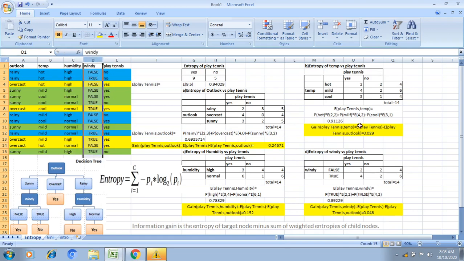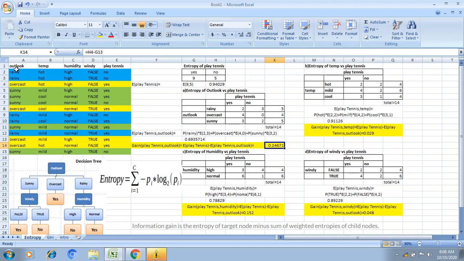Similar way, I calculated for all the independent variables, so I got the information gain for each and every one. Which is having the highest information gain, that's why I'm selecting it as outlook. Outlook has the highest information gain. I'm selecting it as the root node. This is my root node.